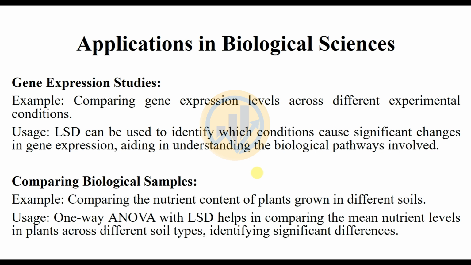aiding in understanding the biological pathways involved. The last one is for comparing biological samples: comparing the nutrient content of plants grown in different soils. One-way ANOVA with LSD helps to compare the mean nutrient levels in plants across different soil types and identify significant differences. So the next part of the video is one-way ANOVA post hoc comparison for LSD in SPSS software.